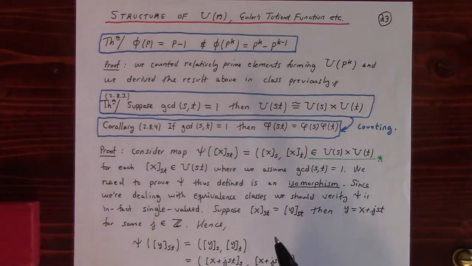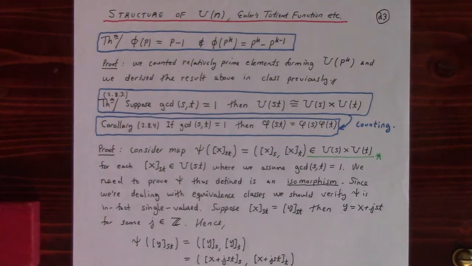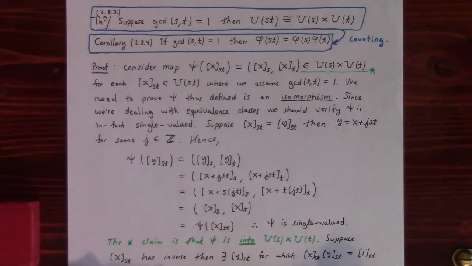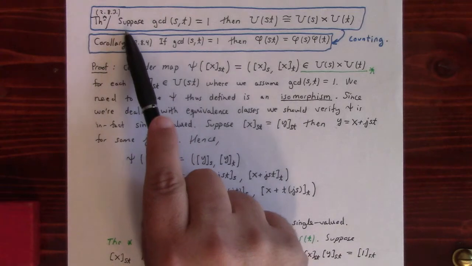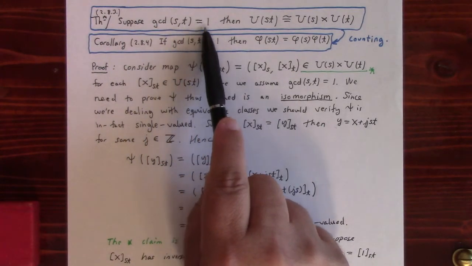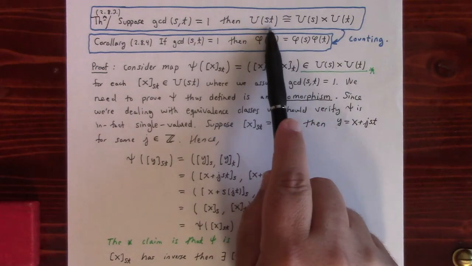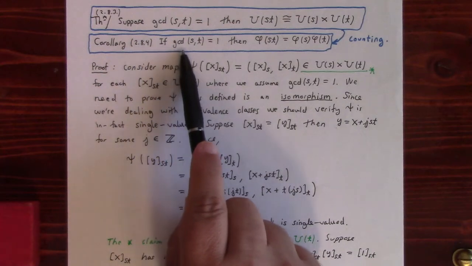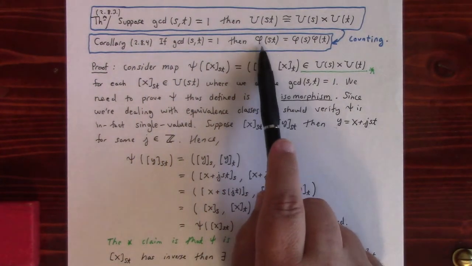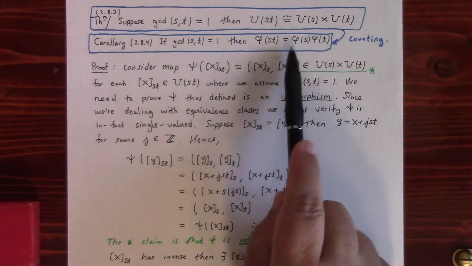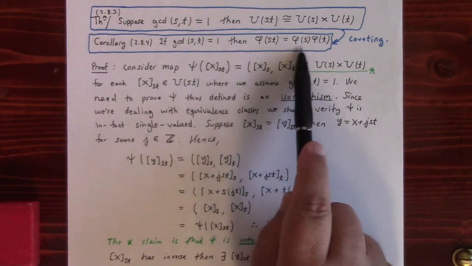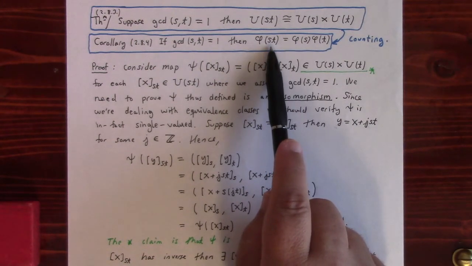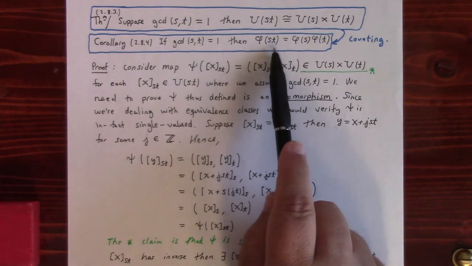Now, there's another theorem that gives us further insight as to the structure of the group of units. Here it is. Theorem. Suppose that the greatest common divisor of s and t is 1. s and t are relatively prime. Then U(st) is isomorphic to U(s) cross U(t). Corollary. If the greatest common divisor of s and t is 1, then phi of st is phi of s times phi of t. So this is really, really nice because it allows us to calculate the Euler phi function when we're looking at the Euler phi function formed by a relatively prime pair's product.